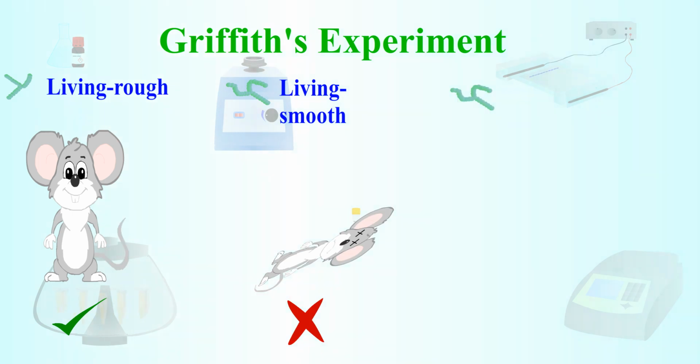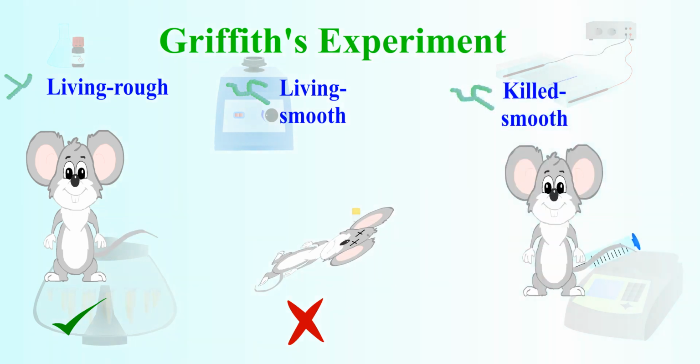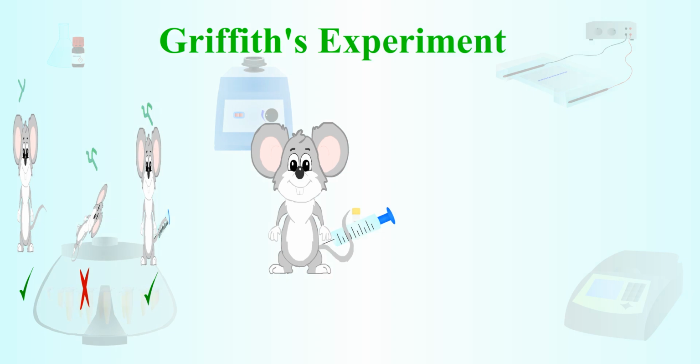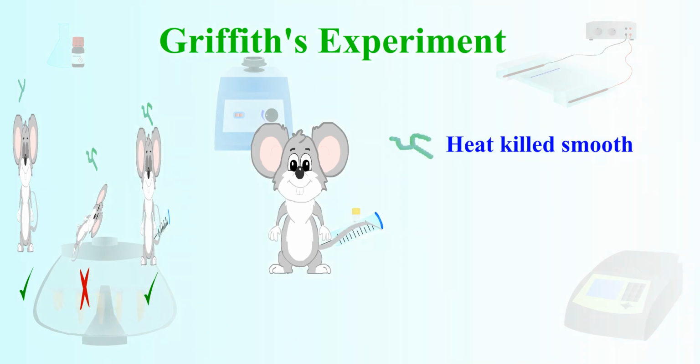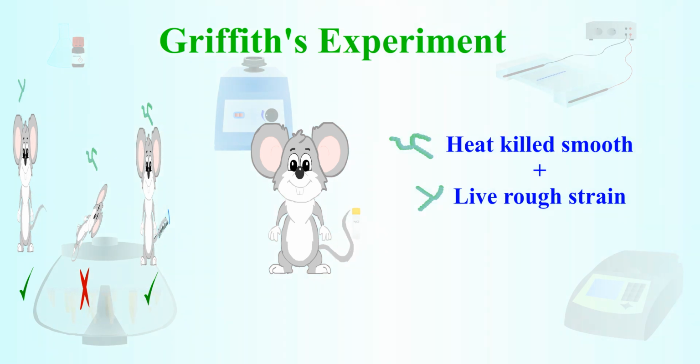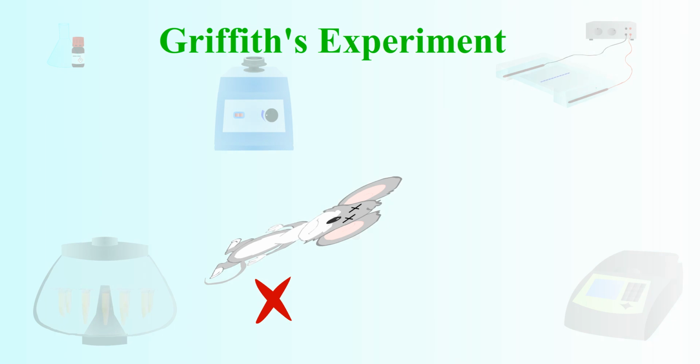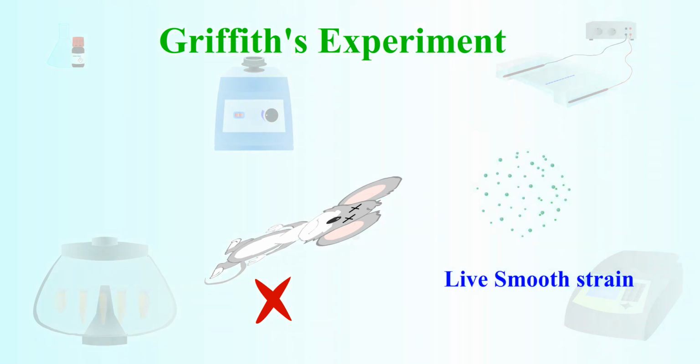So, in another experiment, Griffith injected a heat-killed smooth strain of bacteria into mice. He found out that the mice lived. Hence, in the third set of experiments, Griffith injected a mixture of heat-killed smooth strain and live rough strain of bacteria into mouse, hoping it to live. But, to his surprise, the mouse died within a few days due to pneumonia. And Griffith has been able to recover live, smooth strains of bacteria from these dead mice.